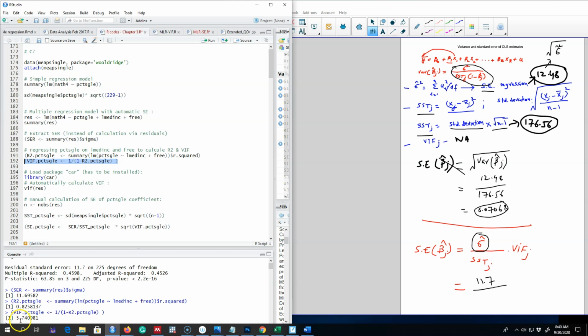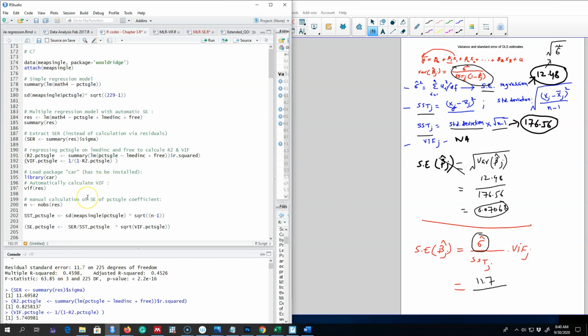As you can see, the variance inflation factor is 5.74, which is not that high. Based on the threshold that we saw earlier, we said that a VIF value above 10 shows the presence of multicollinearity between these variables, but it seems like this value is below that threshold.